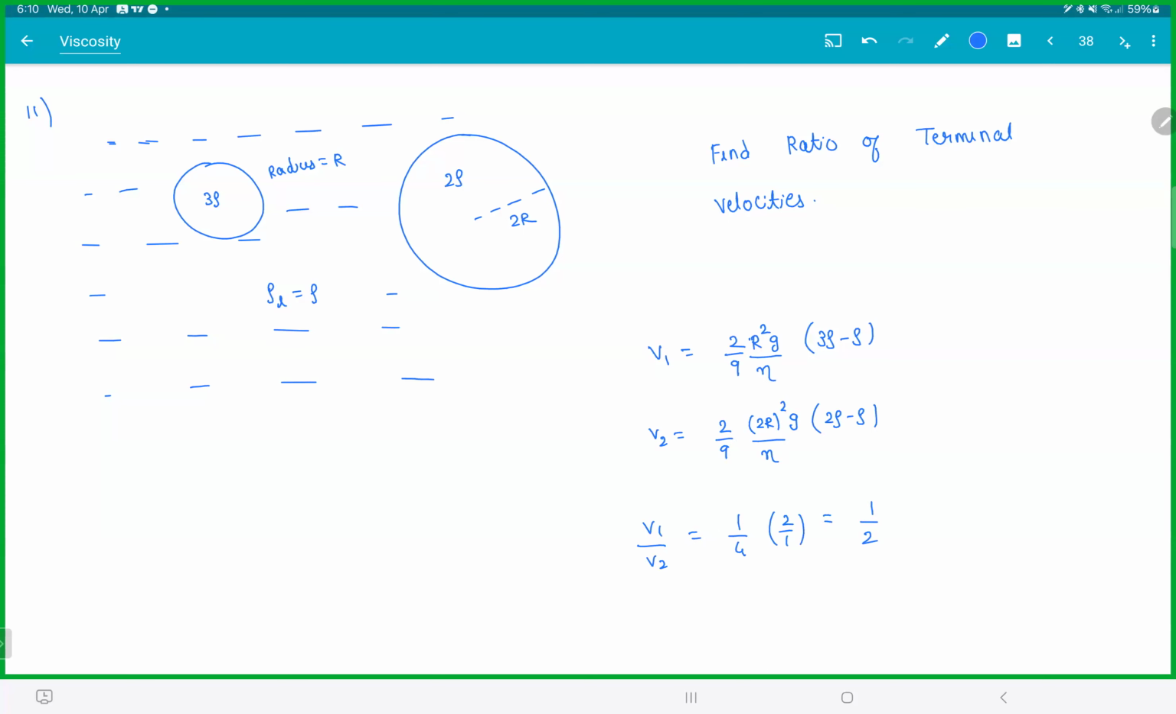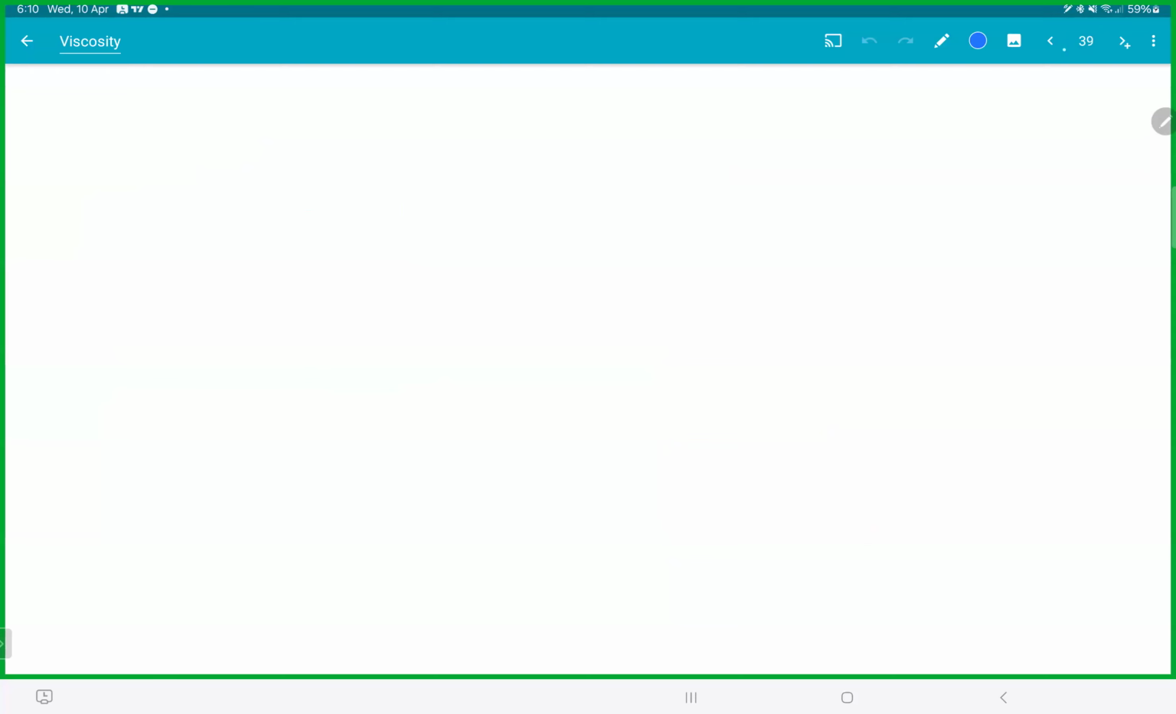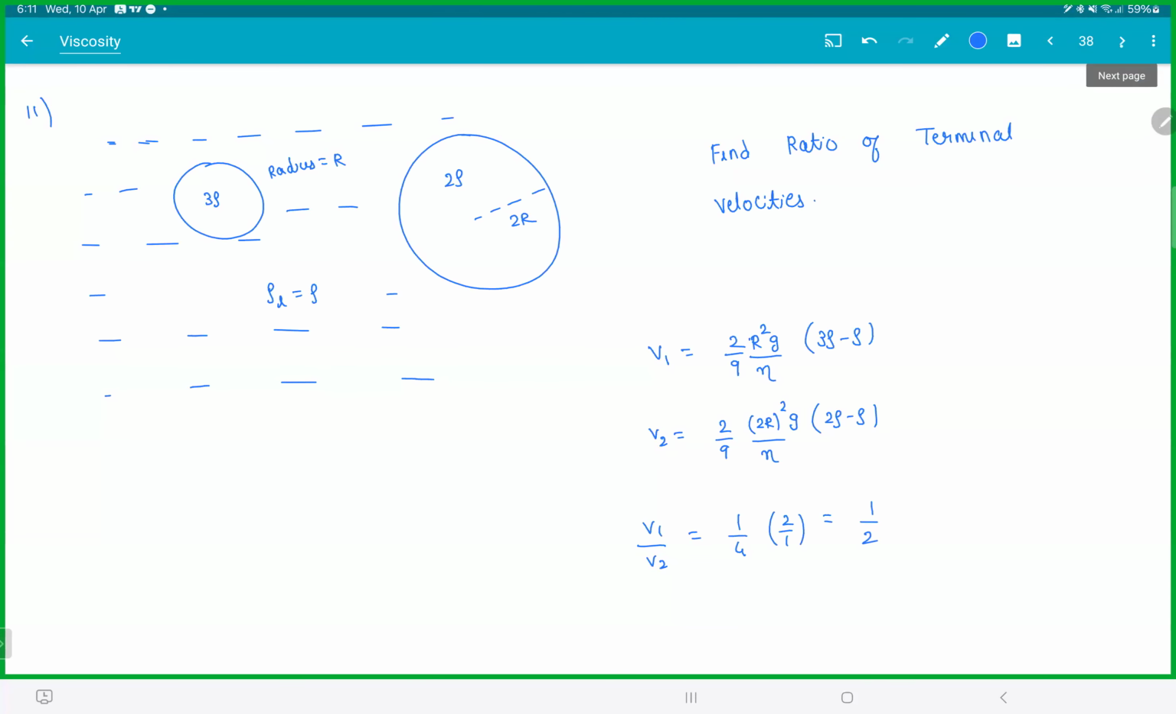So you should know the formula. Be careful, it's not always proportional to r square. The densities also have to be the same. Turn the page. Any doubts, please ask. Perfect.